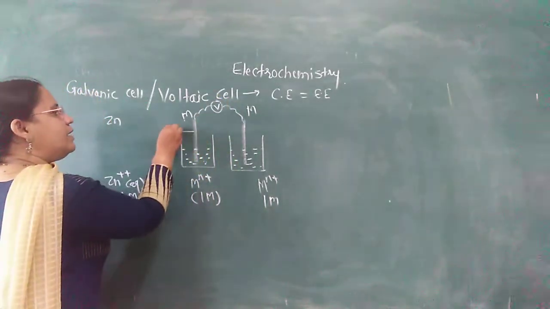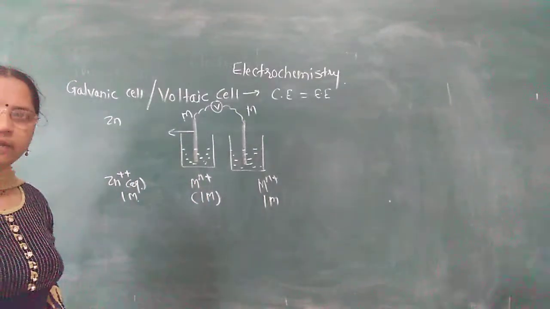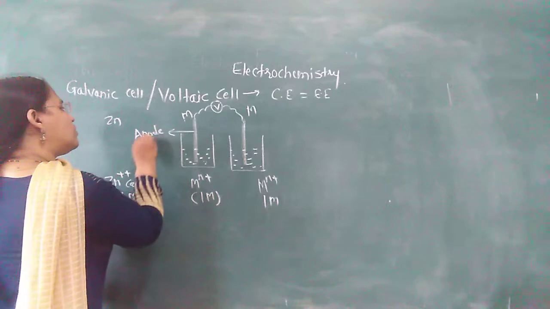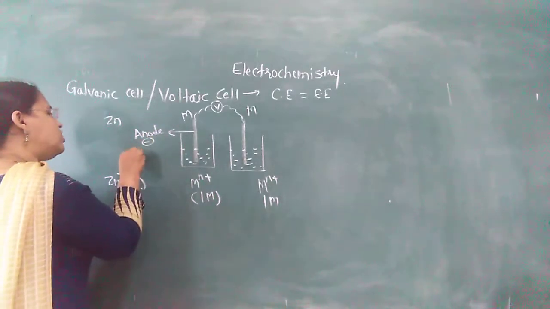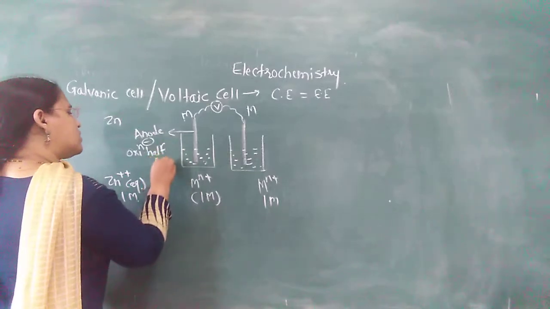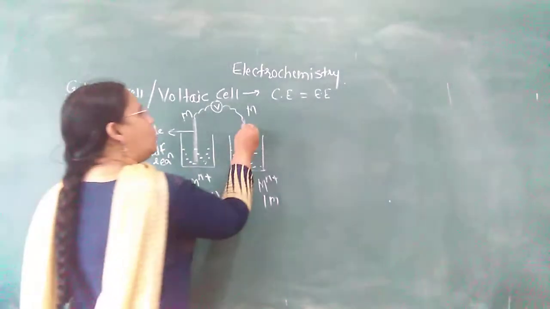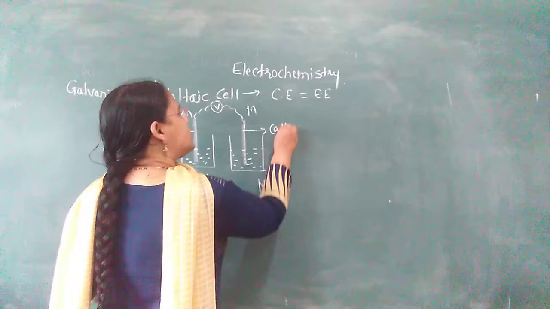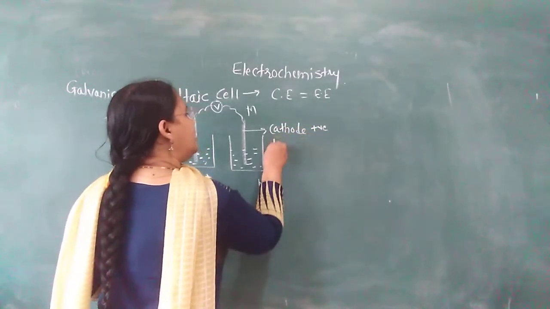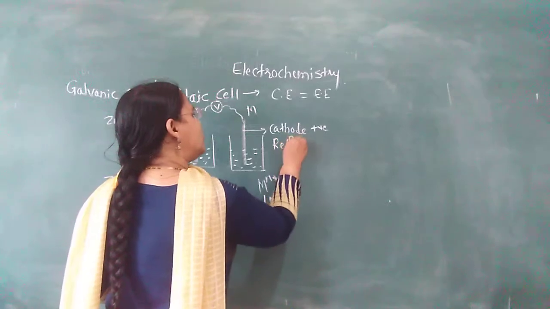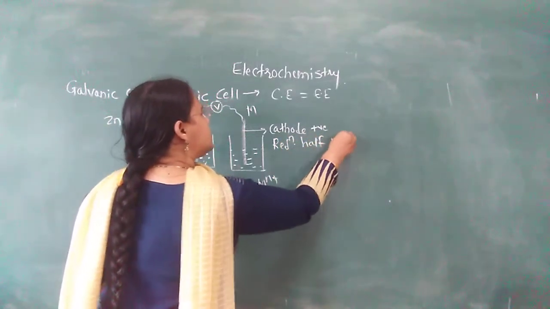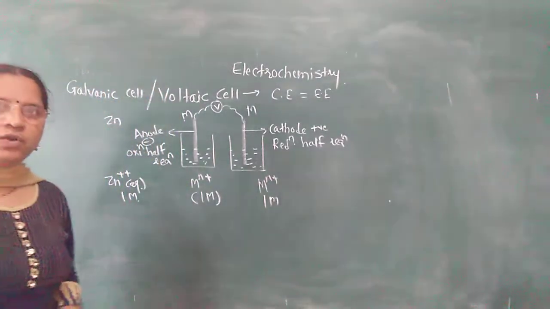The negative electrode is called the anode. The anode is the negative electrode where the oxidation half reaction takes place, while the cathode is the positive electrode. The cathode is positive, where the reduction half reaction takes place. So this is the construction of a galvanic cell or voltaic cell.